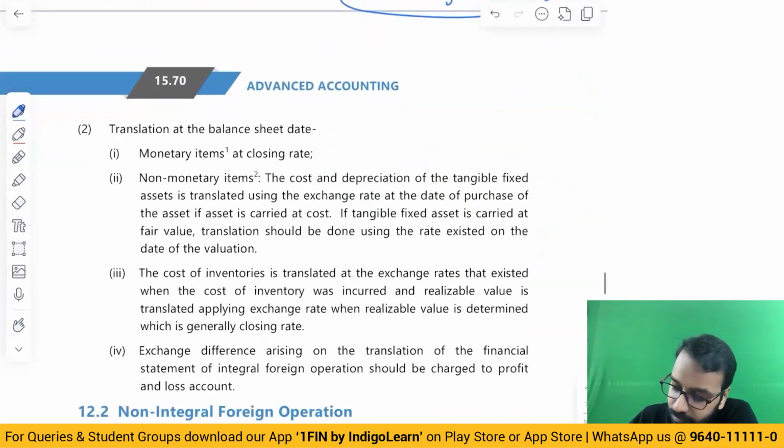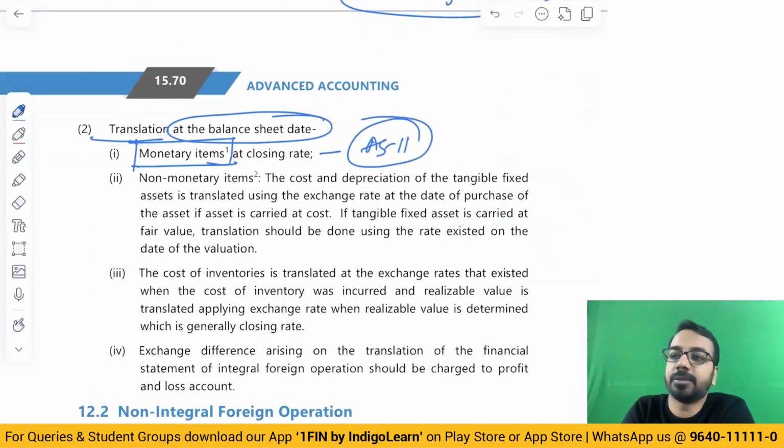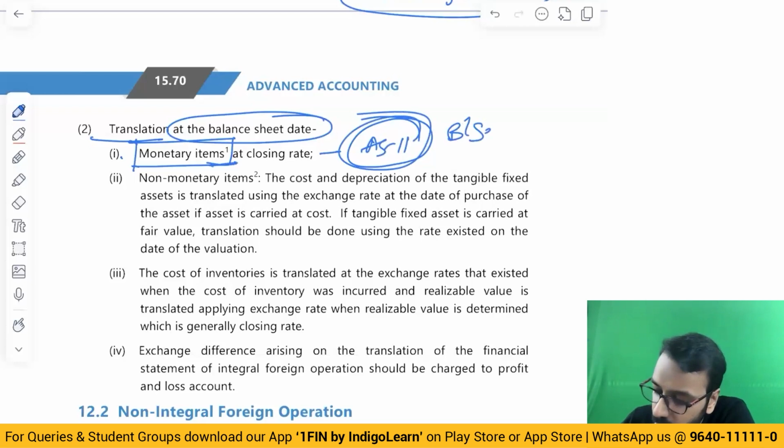Then translation at the balance sheet date. That was for individual transactions. First, monetary items. Now, what are these monetary items? Monetary items are things like cash and cash equivalents, amounts which are determined in terms of money, sundry debtors, sundry creditors, and all of those things. Always remember, monetary items are translated at the closing rate. We have understood this in Accounting Standard 11 as well, so no problem. So monetary items are basically for the balance sheet. Everything will happen at the closing rate.